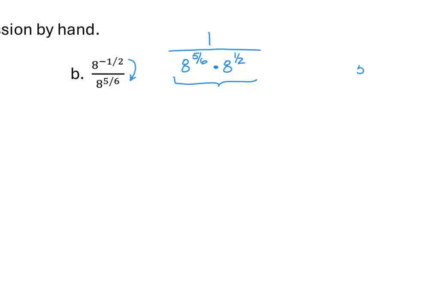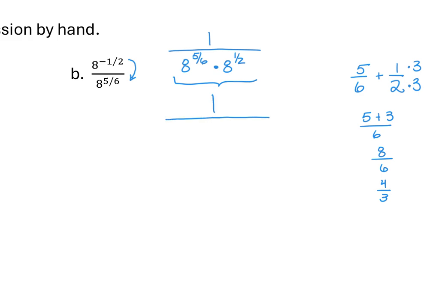Now to make it a little bit easier, I'm just going to come over to the side and add these. We do need a common denominator. And my common denominator is going to be 6. So I'm going to go ahead and multiply this by 3. We get 5 plus 3 over 6, which is 8 over 6, which is 4/3. All right, I'm going to bring that back over to my expression. And so what we have here is in the denominator, we have 8 to the 4/3.